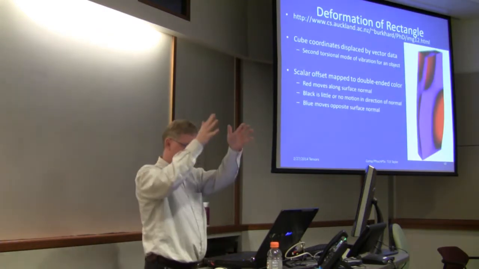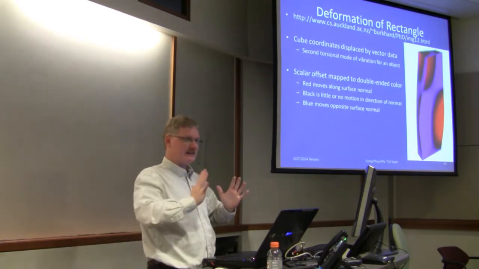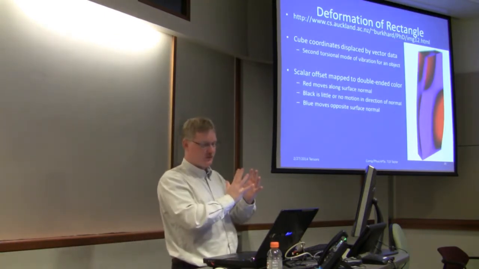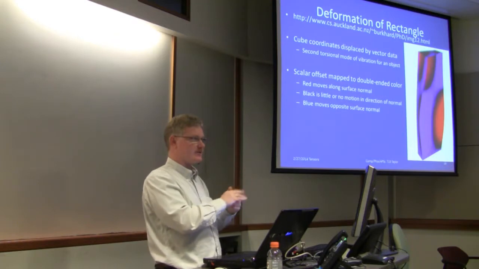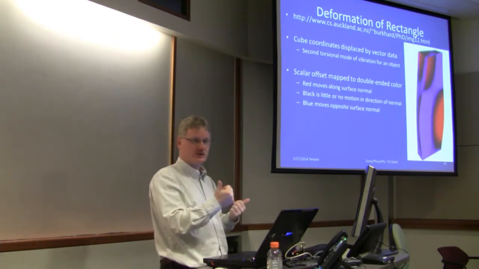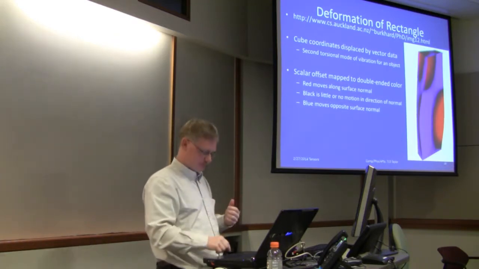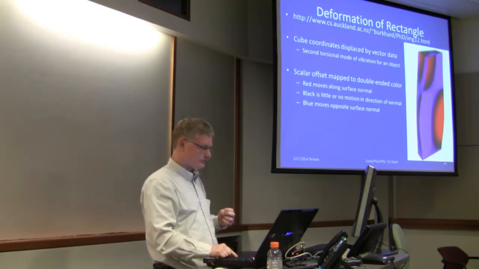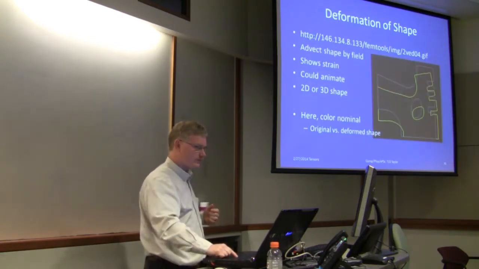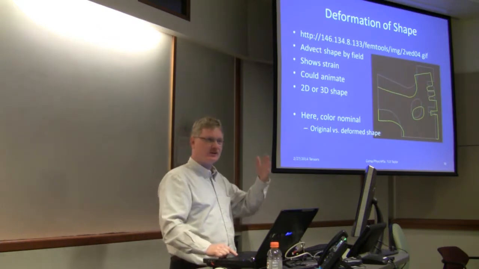All right, so this is taking the surface of a rectangle and saying how is this thing deformed, and it just deforms it, and then colors according to the magnitude of the deformation, or the direction, if it's positive or negative. So this is doing the same thing with a 2D slice.